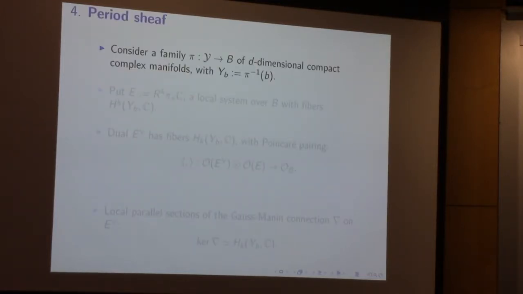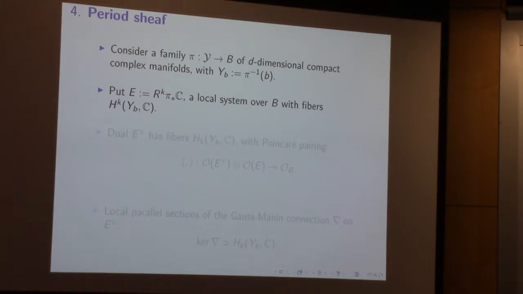Okay, so let's start with a very familiar setup. So you look at a family of compact complex manifolds. I'll call the family pi throughout the lecture, and the total space will be called script Y. The fiber will be called Y_b at each base point b.